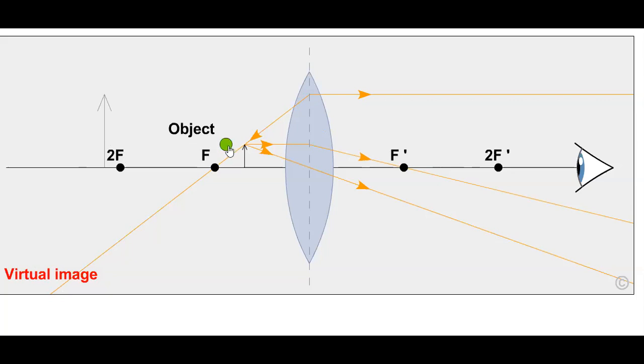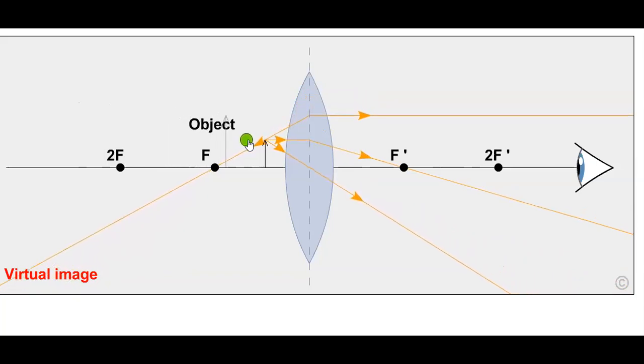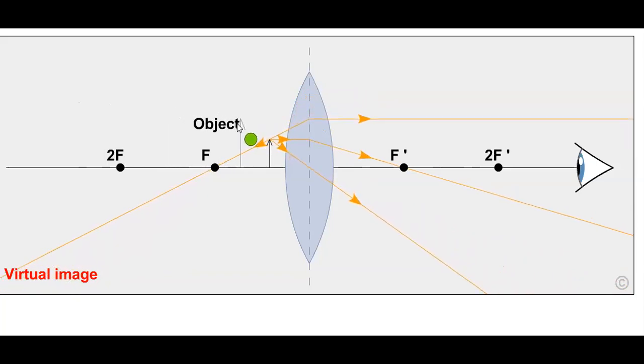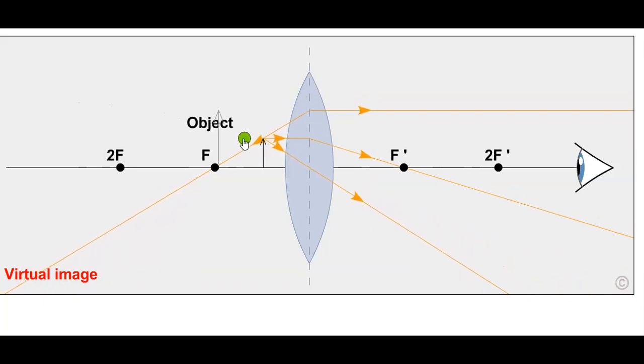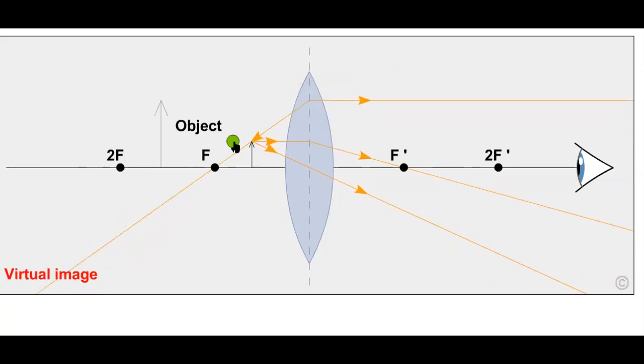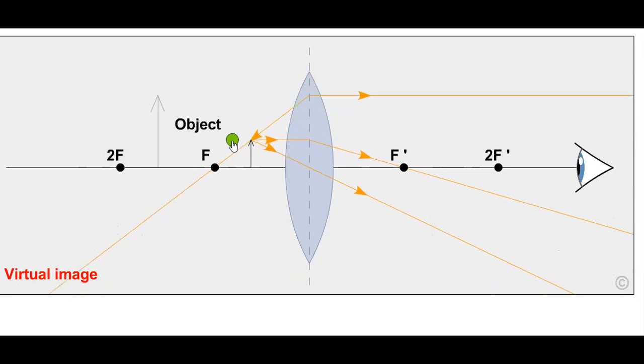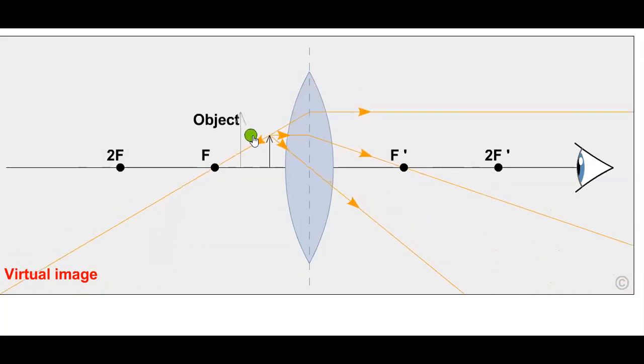So if I move this object closer and closer to the lens, you'll see that the image also gets closer to the lens, but the image will always be found behind the actual object, right? Sometimes it might form at the principal focus, sometimes it might form at the double focal point. There's no real set location as to where that image is going to form, other than it will form behind the object.